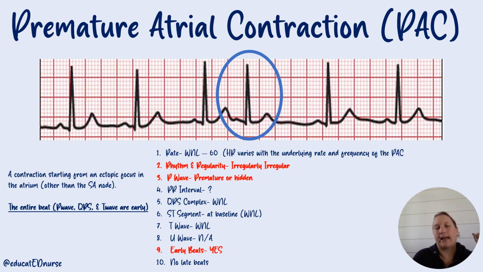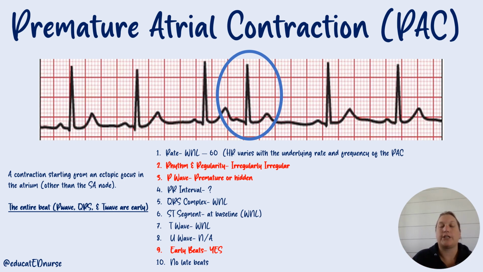And some cardiac cell goes rogue and it just fires on its own. It's not coming from the SA node, okay? So the entire beat, the P wave, the QRS, and the T wave are early. And we'd be able to tell that it's early if we marched out the P's, right? If we drew our box and we marched out how far apart those P waves are, you would notice in the middle that those two P waves are closer together than the other ones.